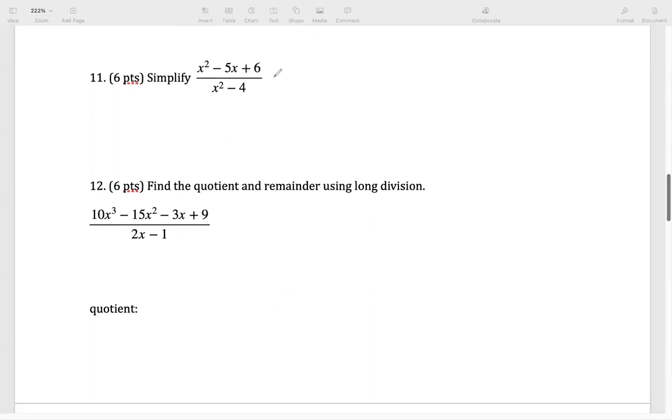Simplify this again. Well, the numerator we can factor as x minus 2, x minus 3. Right, because minus 2 plus minus 3 is minus 5. The denominator is x minus 2, x plus 2. Well, x minus 2 over x minus 2 simplifies. So left with x minus 3 divided by x plus 2.